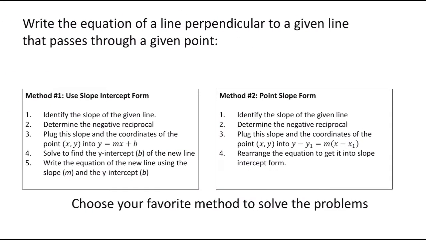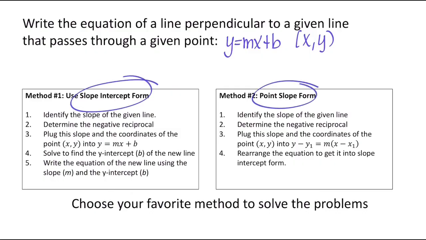So now we're going to write the equation of a line perpendicular to a given line that passes through a given point. So just like when we worked with parallel lines, you can actually do these problems one of two ways. You can use slope-intercept form, or you can use point-slope form. Either way, we're going to start off by identifying the slope and finding the negative reciprocal. Okay, we need to do that to find the slope that is perpendicular.